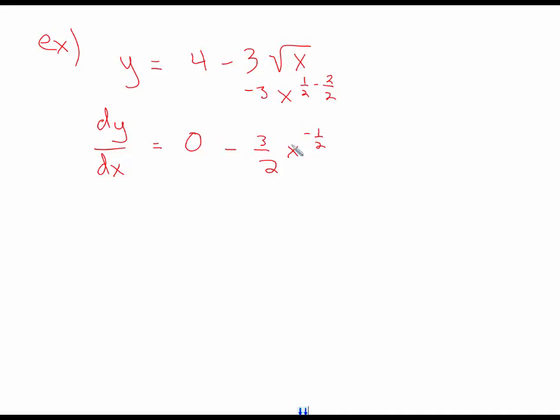And if you want to write this without negative exponents, our derivative is going to equal negative 3 over 2, x to the 1/2 power. And if it's up to you, you can change that to a radical. This is equivalent to negative 3 over 2 rad x. These two mean the same thing. Okay? So let's do a few more.